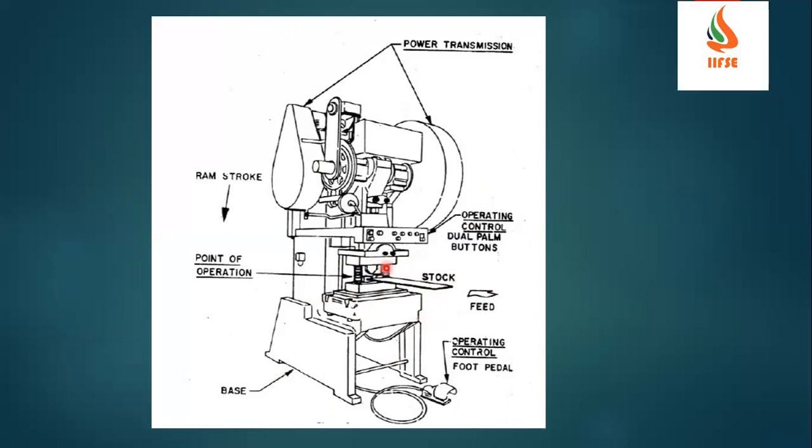And yesterday we saw power transmission. In these two areas, the power transmission will happen with the pulley or belts. And this is the point of operation, and this is the operating control. And yesterday we saw foot pedal control. The operator will feed the raw material here, and he will operate with a foot pedal switch. This is the operating switch. Once he presses the pedal, the die will come and do the operation.